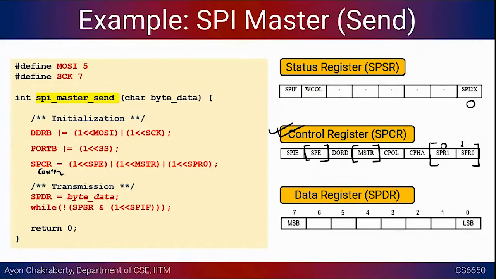And then what we do is write the particular data to the SPDR register, which is the data register, this one. And then we wait. Once you put the data in and it is configured in master mode, it is going to send the data out through the MOSI pin. We do a busy wait, waiting for the interrupt flag, SPIF, to be set. Whenever it is done, we know that the data has been sent out.